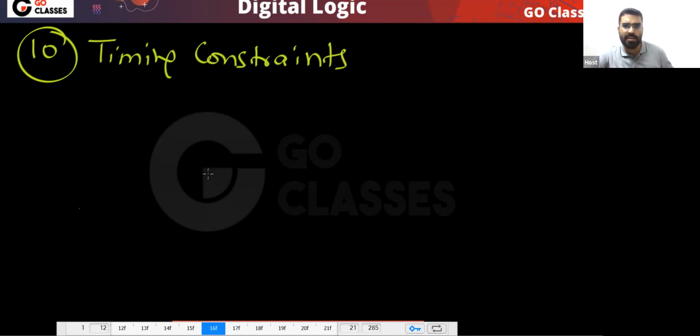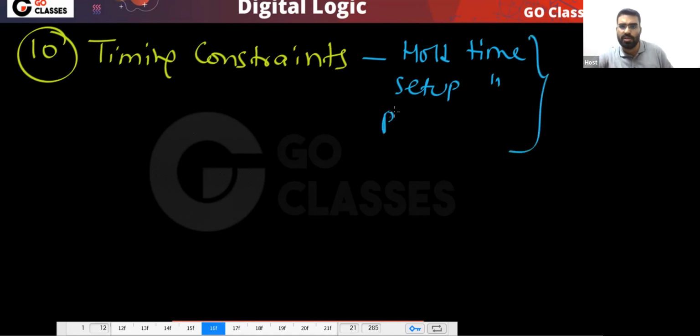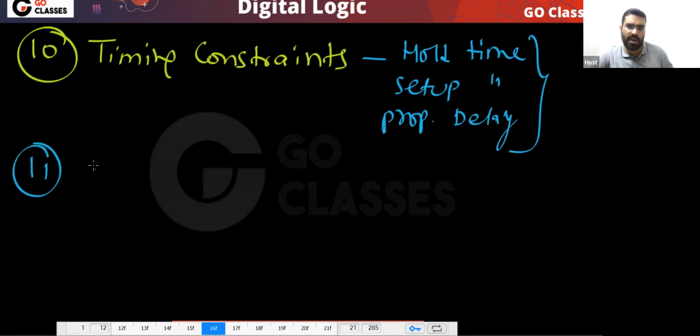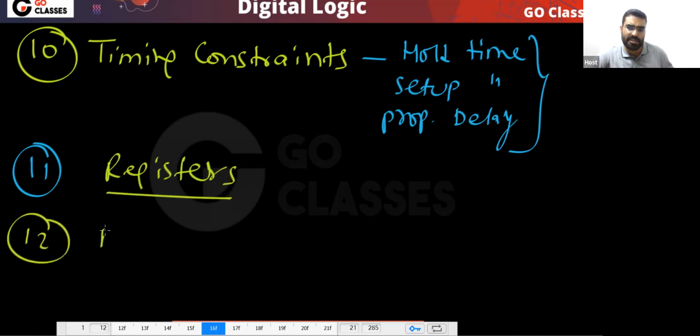In this timing constraint, we have seen what is hold time, what is setup time, and propagation delay. All these concepts we have seen. Next, after that, we studied registers, and then we studied finite state machines.